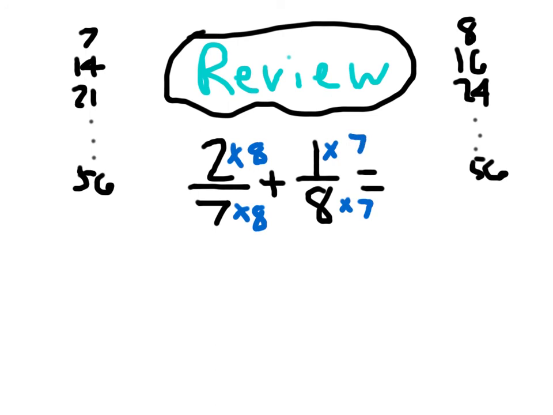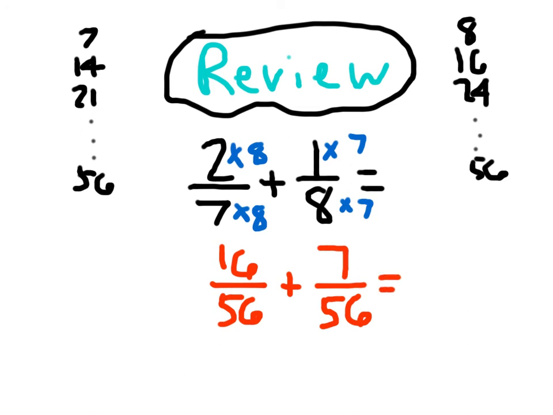Our equivalent fraction then for 2/7 is what? Think. Right, 16/56. What's our equivalent fraction for 1/8? Hope you said 7/56. And if you add those carefully together, what do you get? 23/56. Since 23 is a prime number and 56 is not divisible by 23, we know that 23/56 is in simplest form. If this answer was not in simplest form, you would have to simplify it.